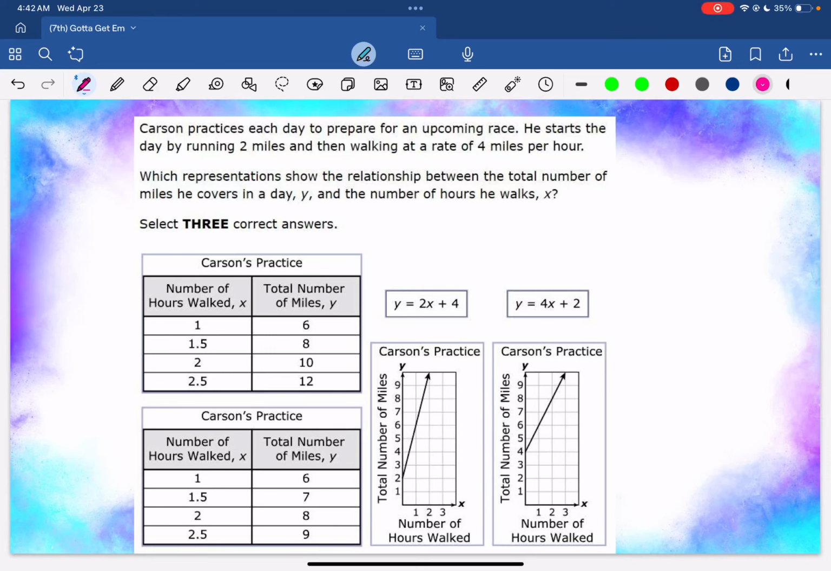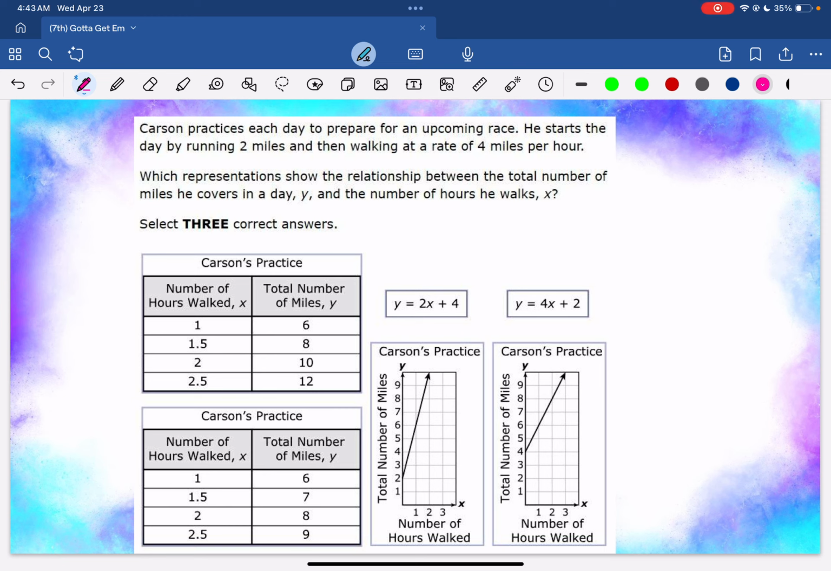All right, guys, in this video, we're going to look at an old STAAR question. It actually has new item types, and it involves rate of change and initial value, which is your slope-intercept form, y equals mx plus b.